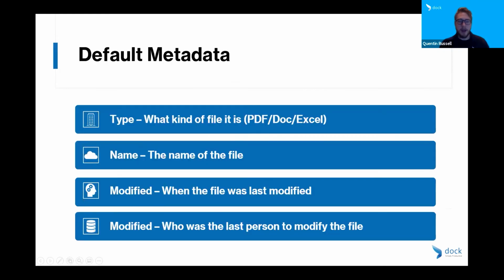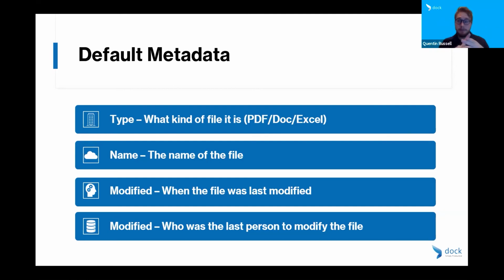By default, there are 4 metadata tags that are set up within SharePoint Online. When you first create a new SharePoint site and open up the document library that comes with that, these are the 4 columns that are going to be created for you. These are type, so basically what kind of file it is. Is it a PDF? Is it a document? Is it an Excel spreadsheet? Is it a PowerPoint, et cetera.